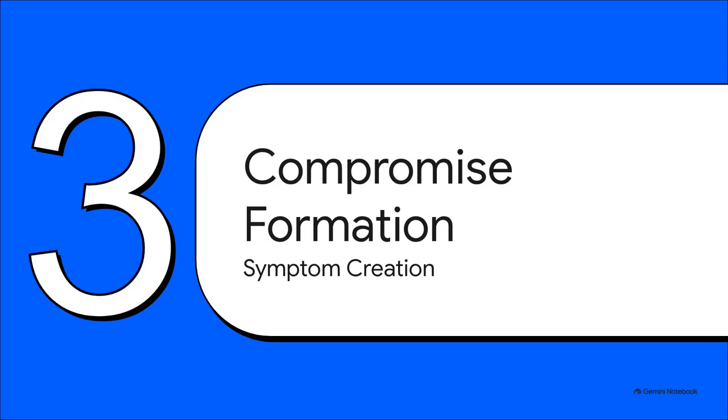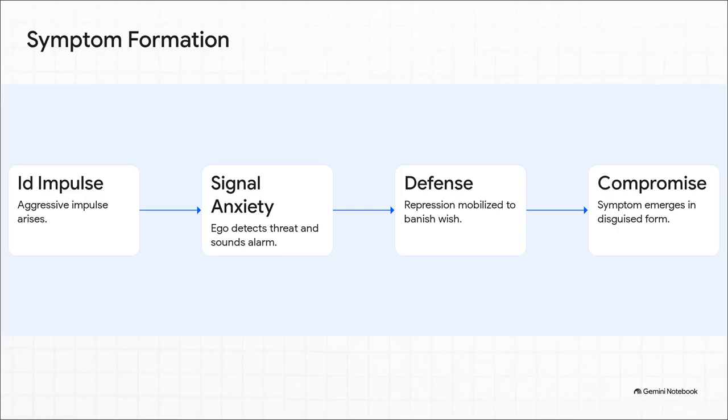Section 3. The compromise formation. Now, you might be wondering, how do these chaotic internal forces actually produce the observable symptoms we see sitting across from us in the clinic? Let's map the mind as this happens in real time. Step 1, an aggressive impulse arises from the deepest parts of the unconscious. Step 2, the ego detects this threat, instantly triggering signal anxiety. Step 3, defenses are mobilized, primarily repression, to banish the impulse.